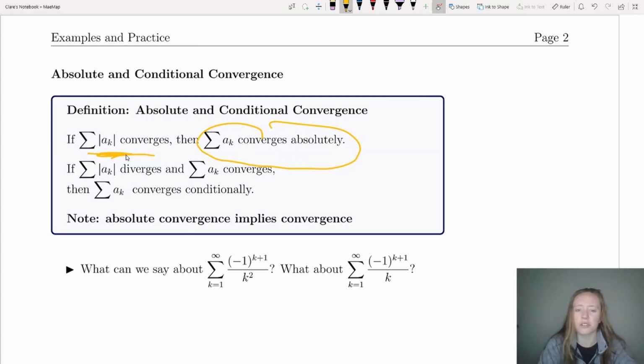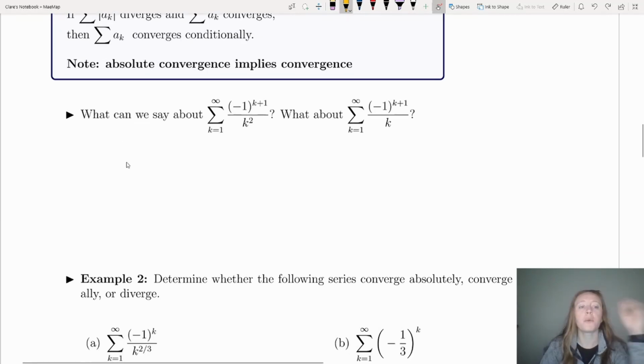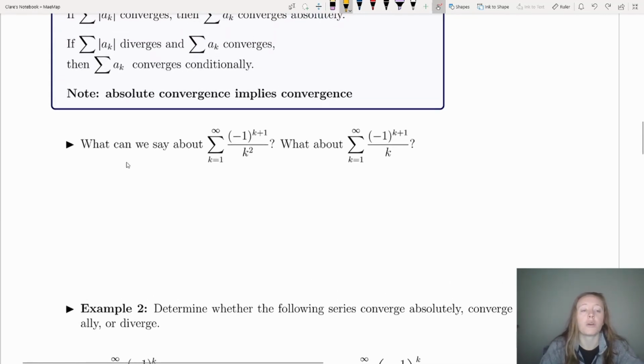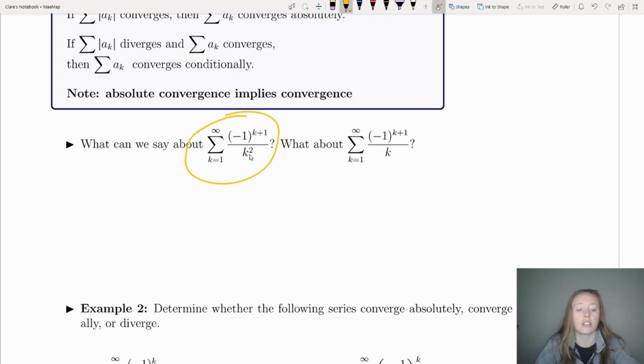But we'll go into that and you'll see some examples in this worksheet. So, before we jump into these examples, let's talk about what we can say about this series, negative 1 to the k plus 1 over k squared, versus this series, negative 1 to the k plus 1 over k. Let's first look at negative 1 to the k plus 1 over k squared.